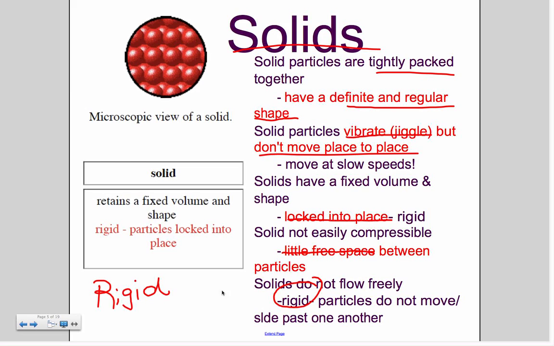And then this word down here, rigid, if you don't know what it means, it means that it's hard or solid. You may have to look it up if you don't know. So the rigid particles don't move or slide past each other. They are stuck in place.